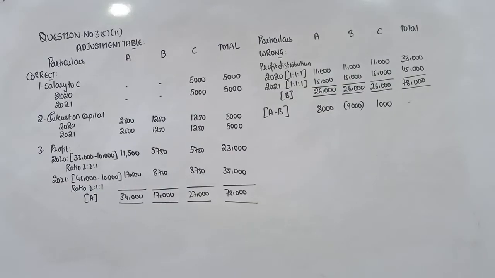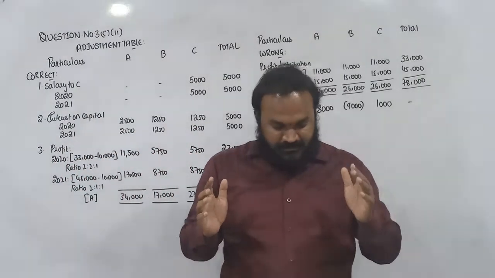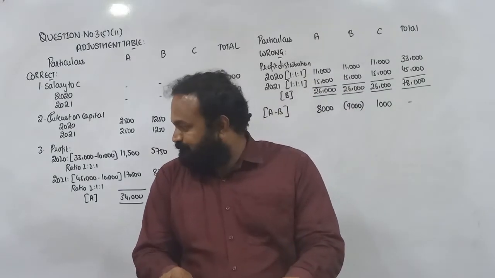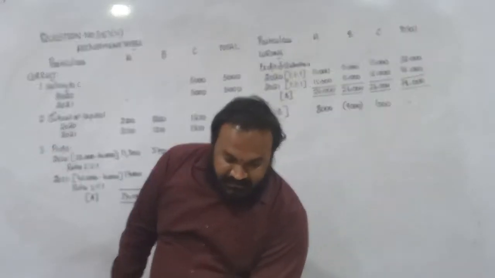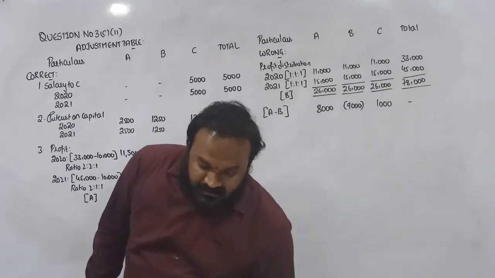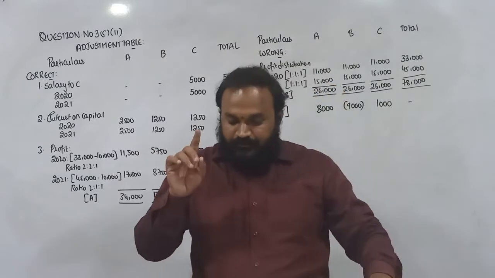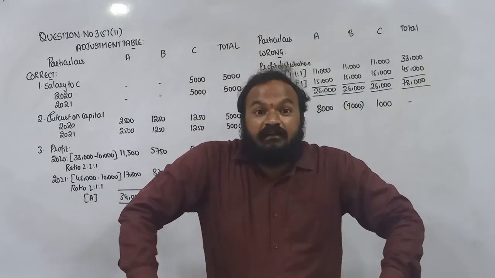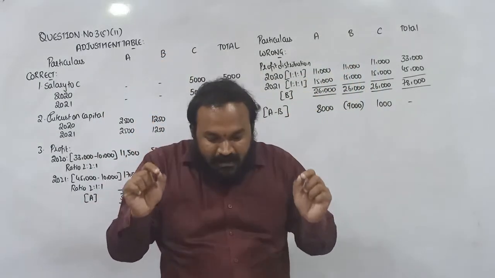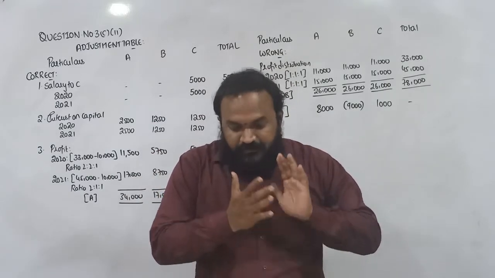Okay, boys and girls, question number 3C2 tests the fundamentals of partnership accounts. First, let us understand the question carefully. See, A, B and C are partners in a firm, right? On 1st April 2019, their fixed capitals stood at 50,000, 25,000 and 25,000 respectively. It means on 1st April 2019, the capital balance of A is 50,000, B 25,000, C 25,000.